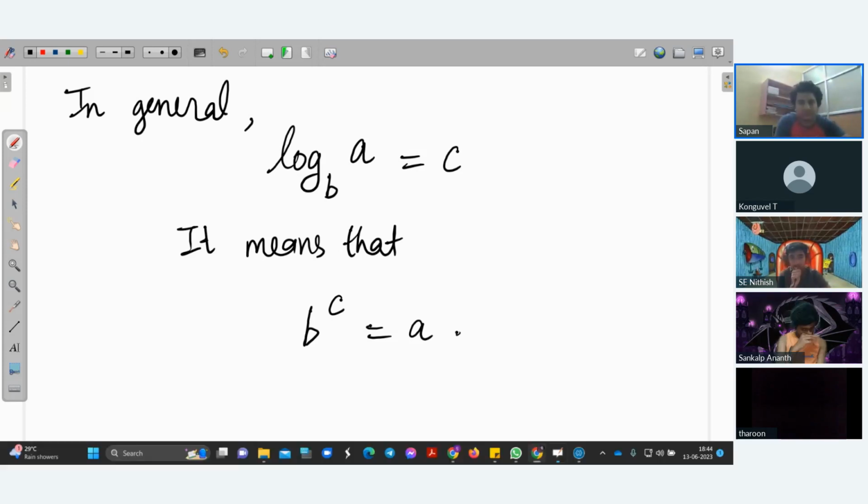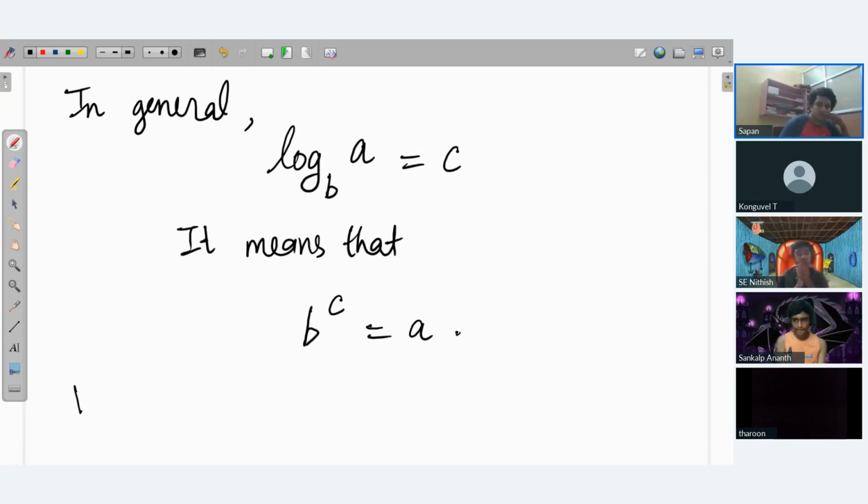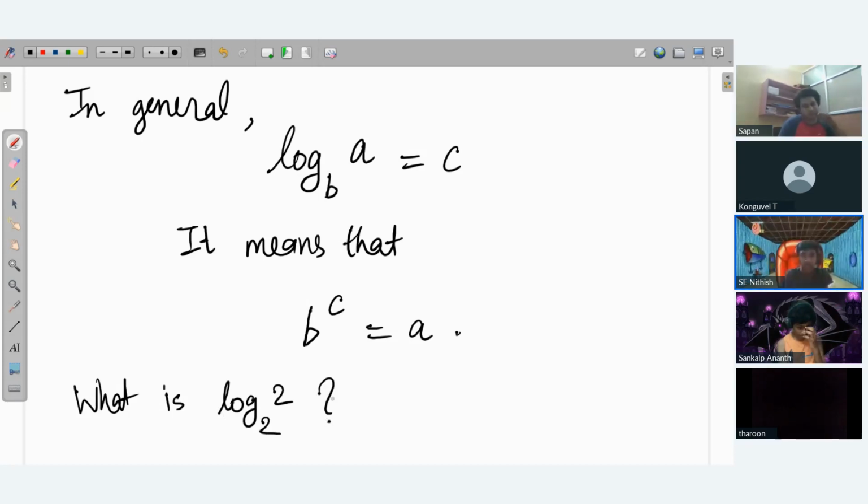Now, last question. What is log 2 on base 2? 1. Very good. Okay, excellent.